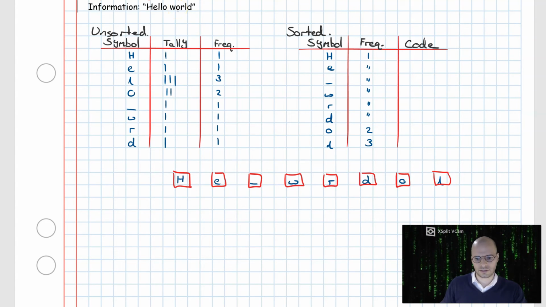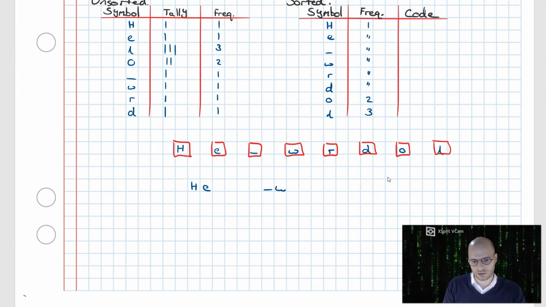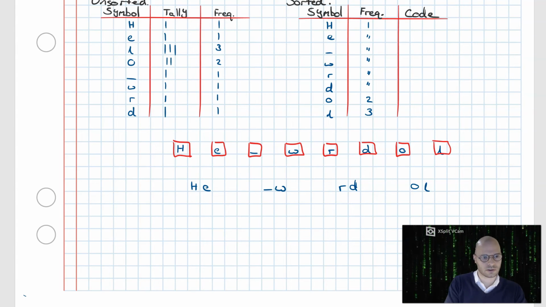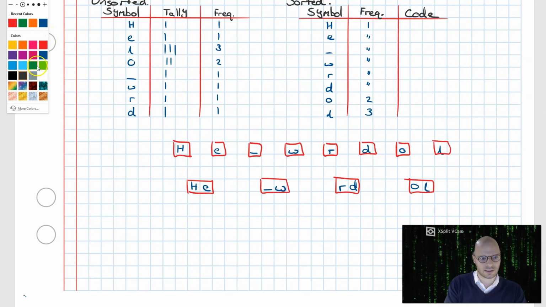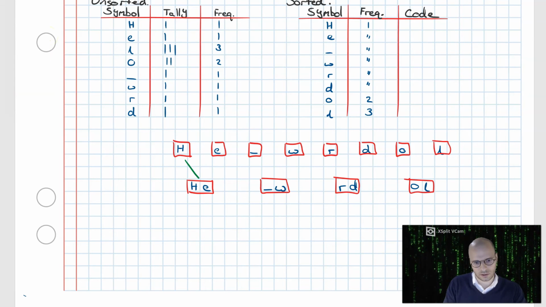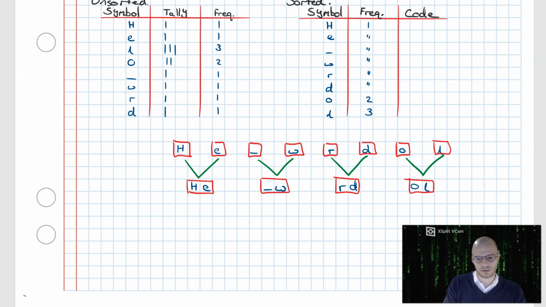Now next step is I'm going to start merging these items together to reduce the number of branches in the tree. To do this, I'm going to get H and E, and they're now going to be besties. Space and W, they're now going to be besties. R and D are now going to be besties, and O and L are now going to be besties. And thus our tree is going to start taking shape.